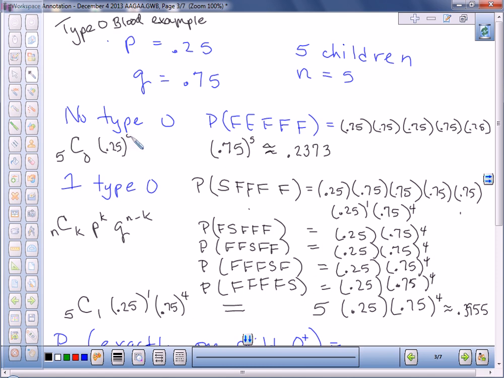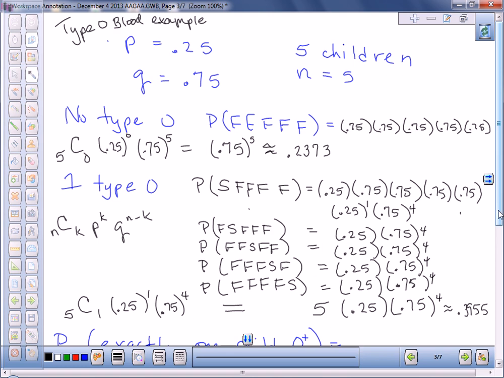0.75 to the fifth. Are those exactly the same thing? Yes, they are, because the combination of 5 choose 0 is 1. So this becomes 1 times anything to the 0, which is 1. So it's 1 times 0.75 to the fifth. Okay. Questions about that? Do we see how the formula works? Do we see how it's a nice little shortcut?